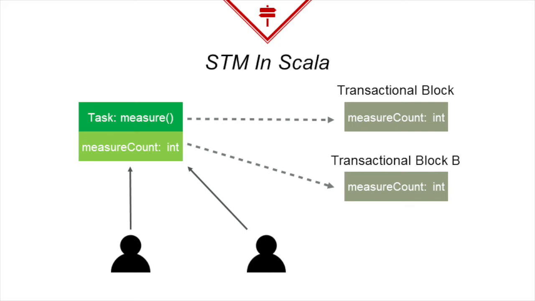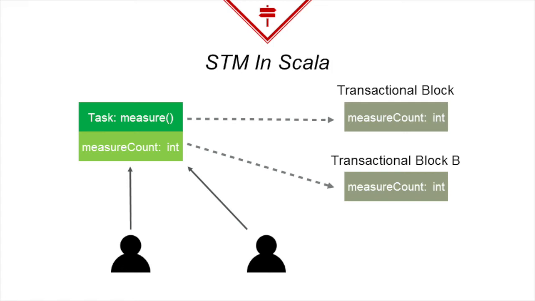So, utilizing these two key features, Scala performs STM in such a manner. Let's say I have a method called measure, which alters the measure count again. So STM creates a transactional block each time an actor calls this method and copies the value to be updated. So for instance, if actor A runs measure, it will have its own transactional block. In turn, if actor B runs measure, it too has its own transactional block.